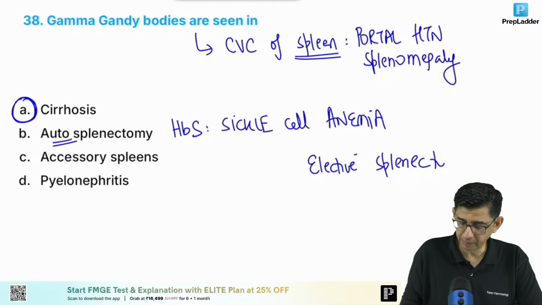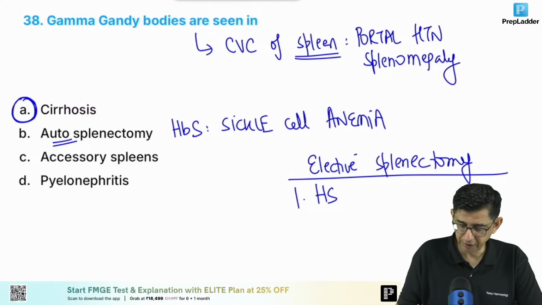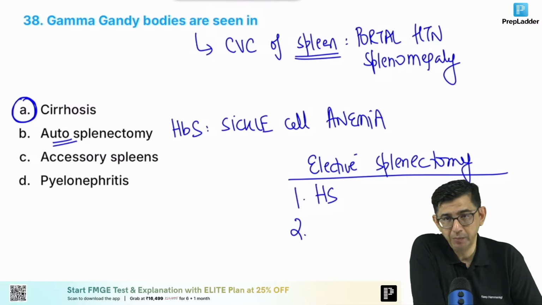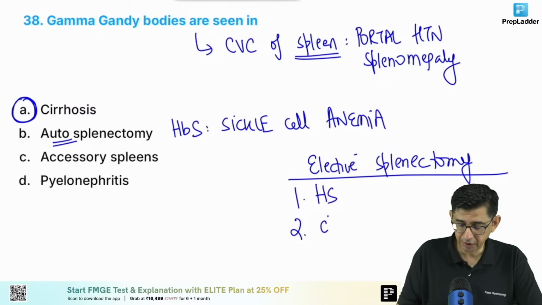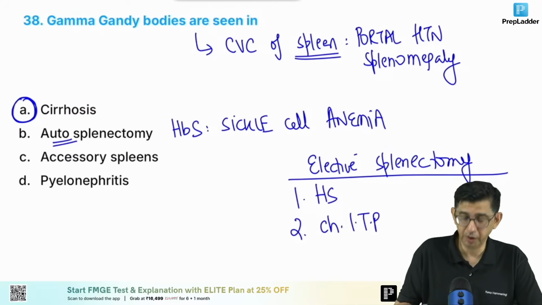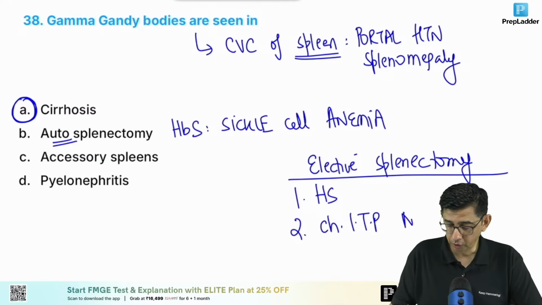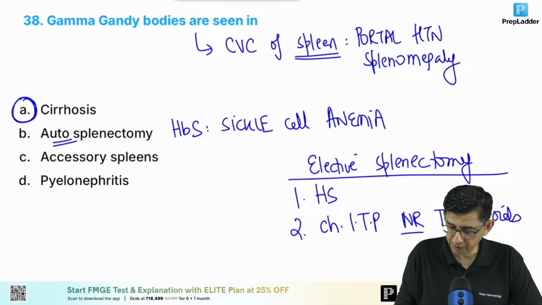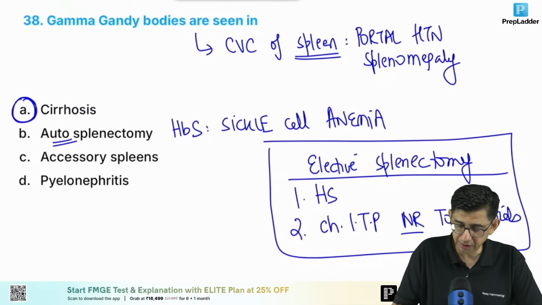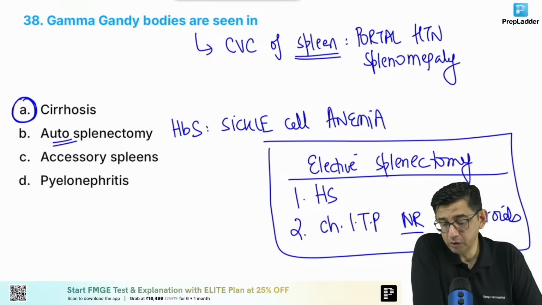Then elective splenectomy is done in 2 hematological conditions. One is where we have an ankyrin defect present. That ankyrin defect is an autosomal dominant condition, hereditary spherocytosis. Second, elective splenectomy is done not for acute, but for chronic ITP that is not responding to steroids. Not all patients with chronic ITP will be subjected to splenectomy, because splenectomy is not a small decision. It is going to be chronic ITP that is non-responsive to steroids.